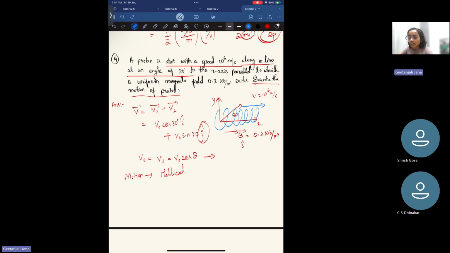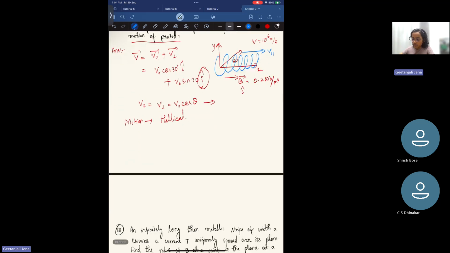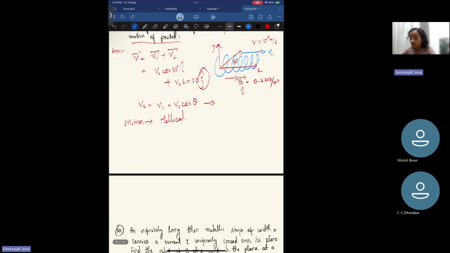So it is moving along this direction due to the parallel component, and it is making a circle because of the perpendicular component. So that is why it should be a helical path. And if you want to find out the radius of this helical path, you can write it by equating the centripetal force, which is mv perpendicular squared by r, to qvB. So that means this perpendicular r is mv by qB.